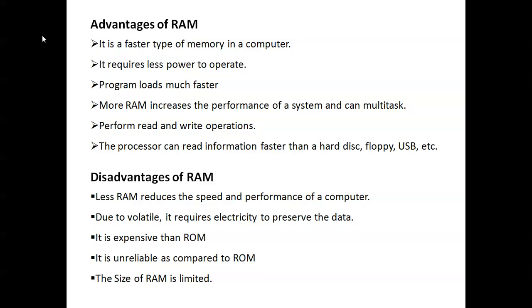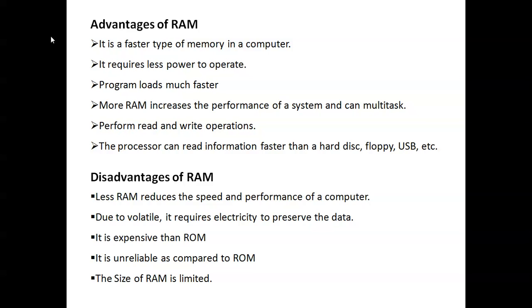Here is another slide, where we see the advantages and disadvantages of RAM. Advantages: it is the fastest type of memory in a computer. It requires less power to operate. Programs load much faster. It increases the performance of a system and it can multitask. The processor can read information faster than from a hard disk, floppy or USB.